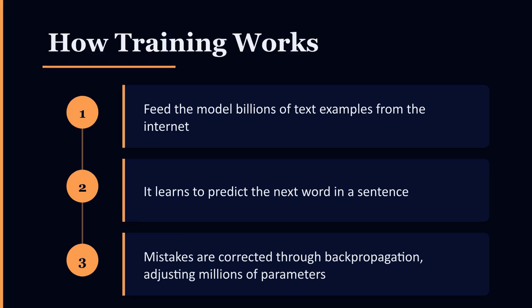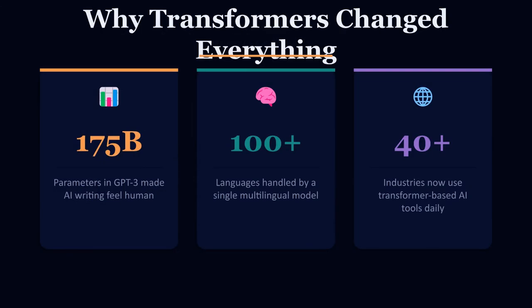Transformers didn't just improve AI, they fundamentally changed what's possible. GPT-3 showed that a big enough transformer could write essays, code, and poetry. A single model can now handle over 100 languages. Today, transformers power everything from medical diagnosis to legal research to customer service chatbots. They're not just an academic breakthrough. They're the engine behind the AI revolution you're experiencing right now.